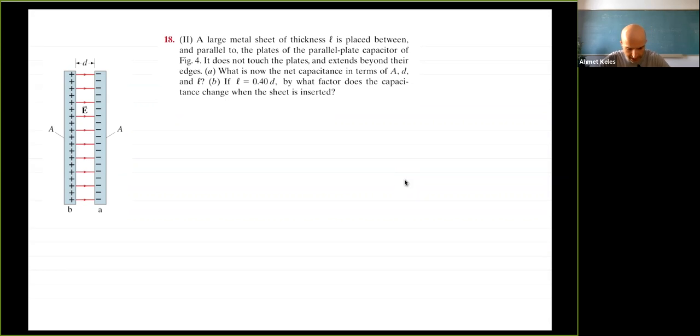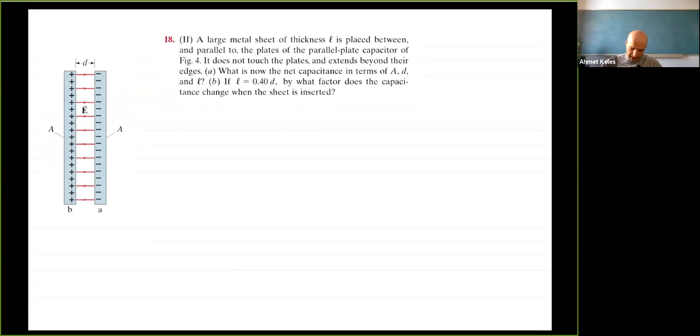All right, this is the first suggested problem in your book. A large metal sheet of thickness L is placed between and parallel to the plates of a parallel plate capacitor, as in the figure. It does not touch the plates and extends beyond their edges. A, what is now the net capacitance in terms of A, D, and L? And B, if L is equal to 0.40 D, by what factor does the capacitance change when the sheet is inserted? Okay, I think I can do that.